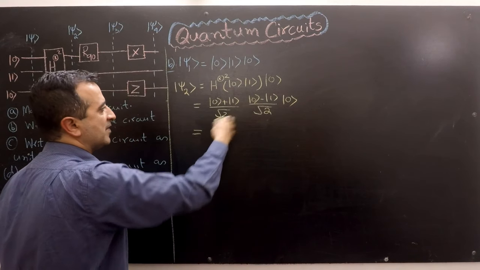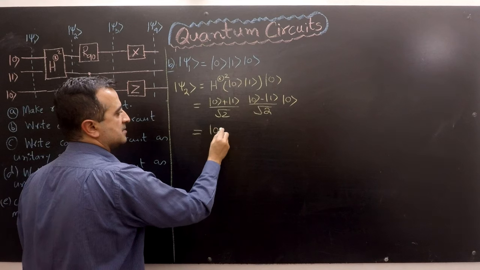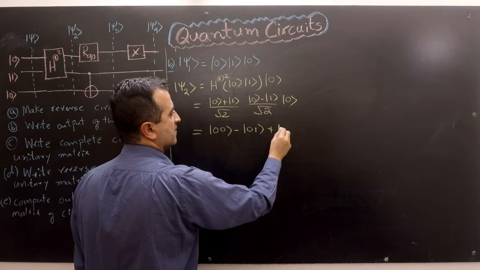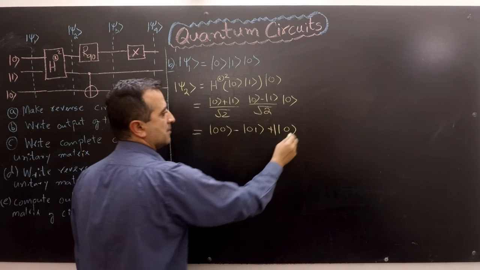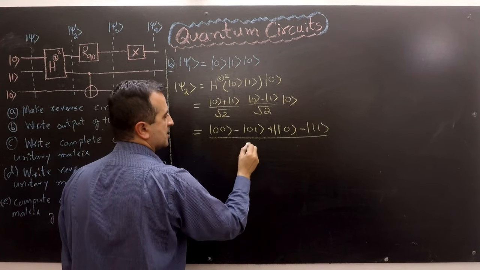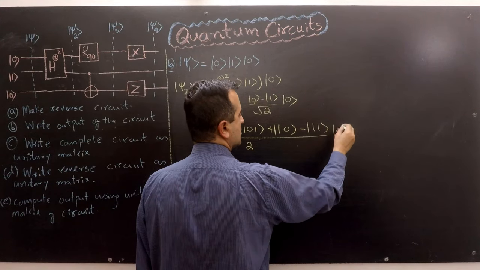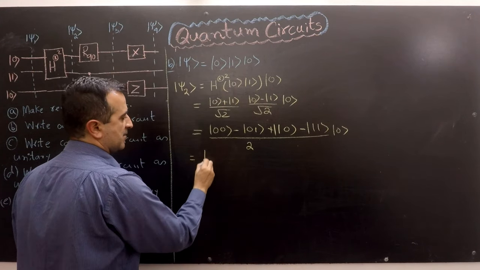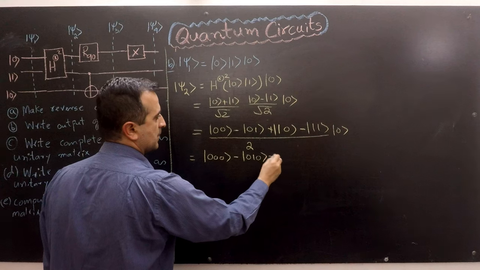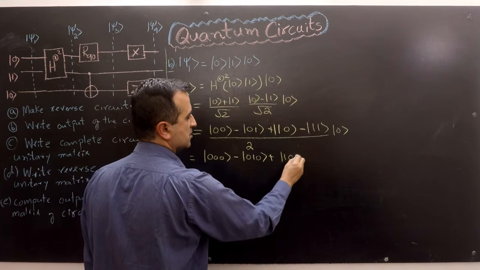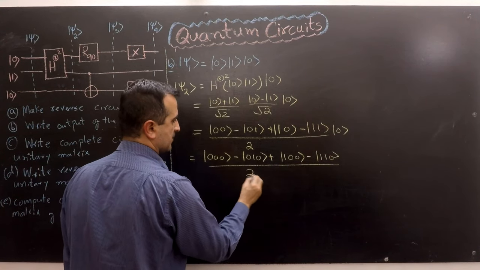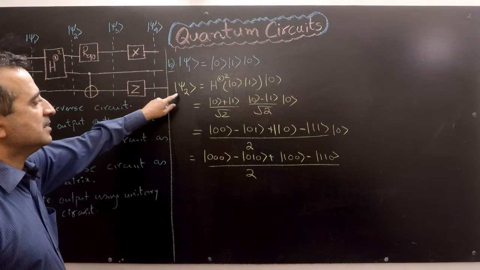Now I can simplify this. I will have |00> - |01> + |10> - |11>, and this whole will be divided by 2 and times |0>. I can simplify it further. I will have |000> - |010> + |100> - |110>, and this is divided by 2. So I'm done with |ψ2>.